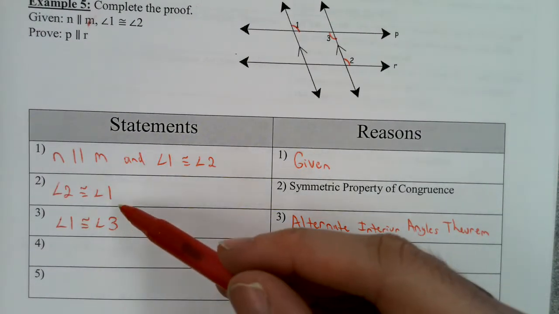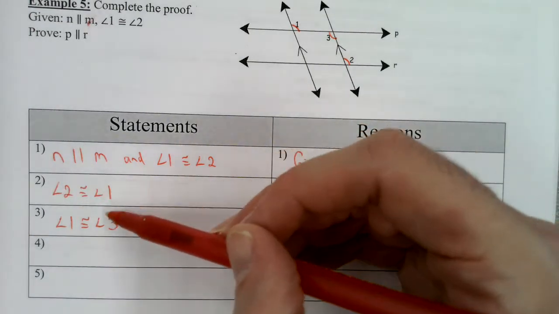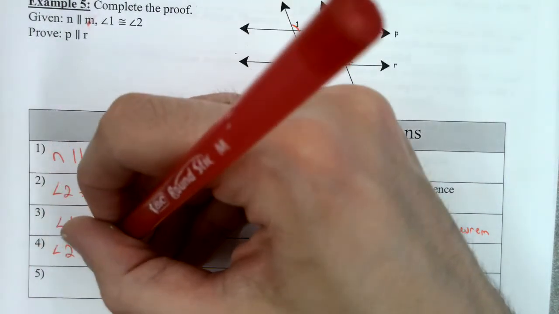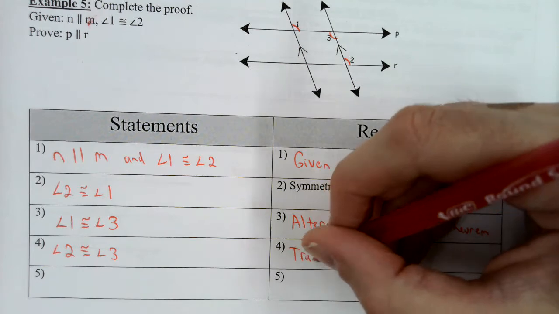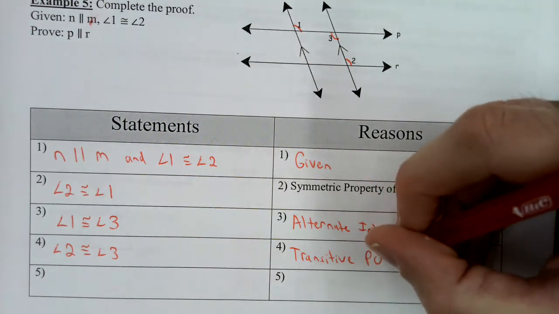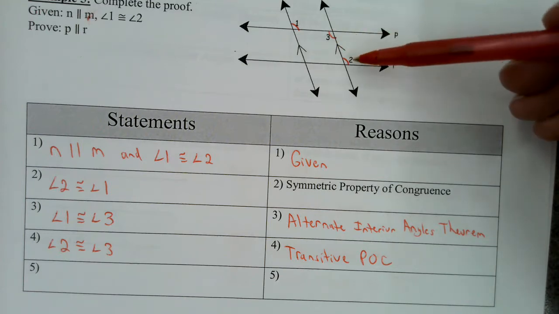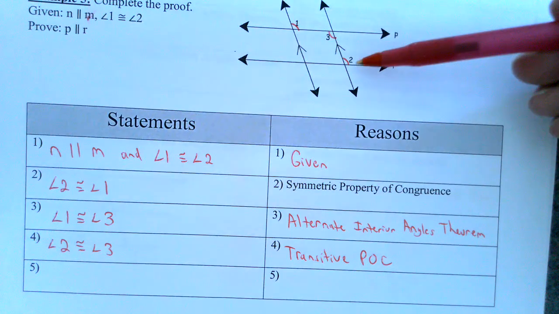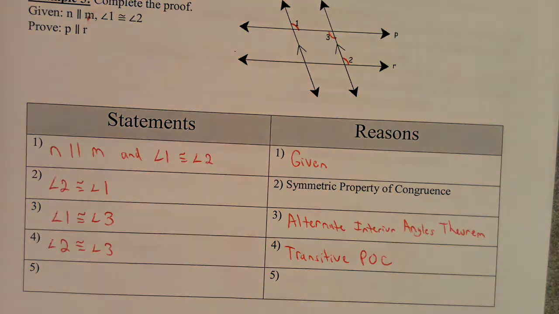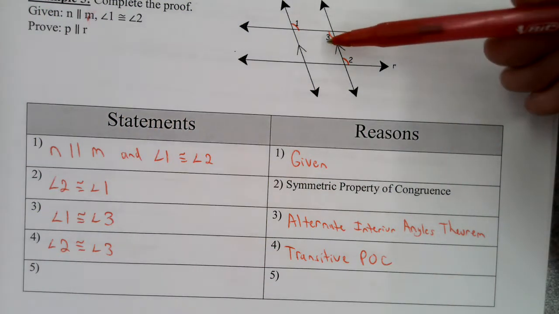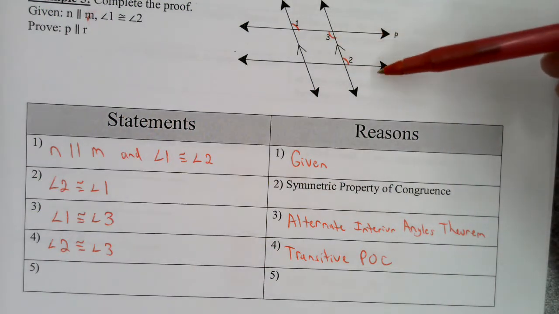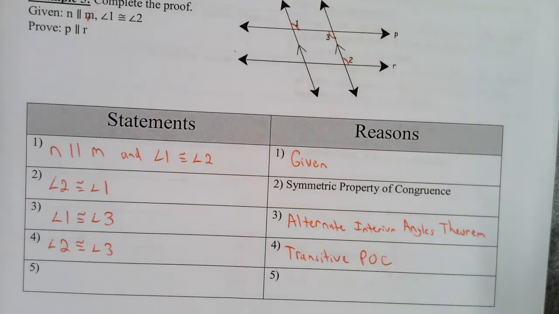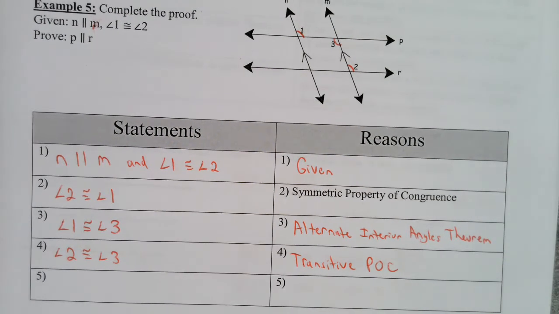Now, and again, the reason why I use the symmetric property in step 2 is because now we can use the transitive property with these 2 steps. I can say angle 2 is congruent to angle 3, transitive property of congruence. And again, the reason why you can't say 2 and 3 are congruent right away, even though they look like alternate interior angles, and they are, is that you don't know P is parallel to R. So since you don't know P is parallel to R, you cannot say that the alternate interior angles are congruent. Okay? You have to be told the lines are parallel to say that.